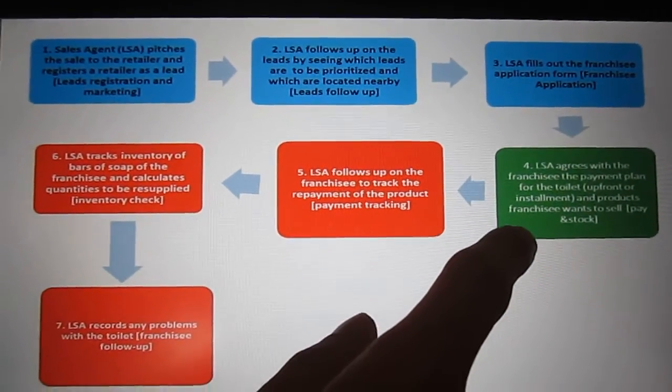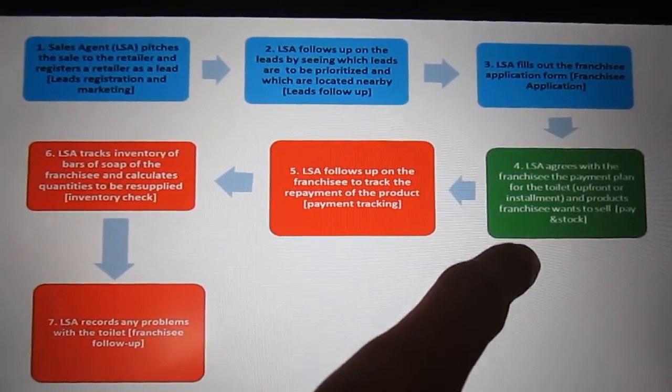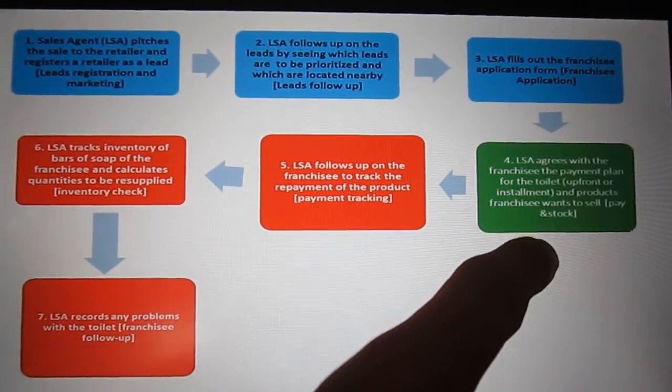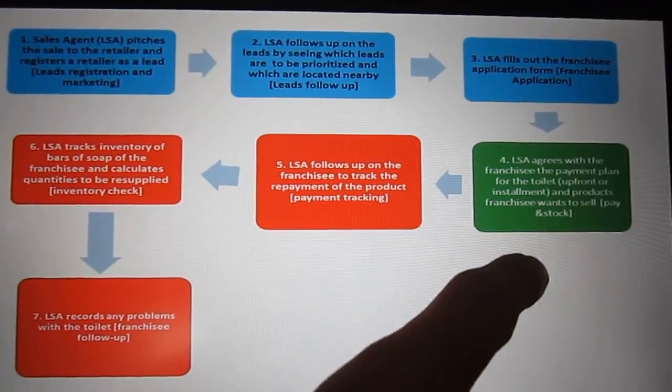And the next step, as we saw, is for the LSA to agree with the franchisee on the payment plan for the toilet, and he has 2 options, the upfront or the installment, and discuss with the franchisee if he wants to sell other products as part of his business. In this case, it's bars of soap.